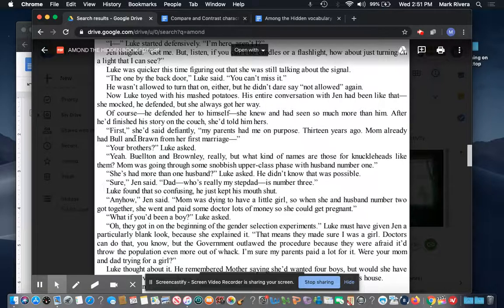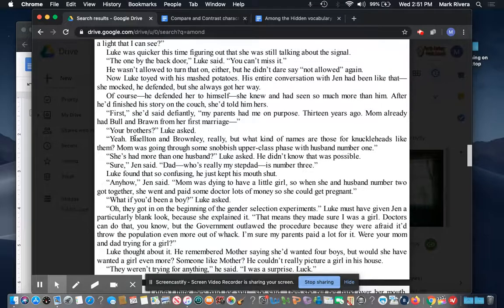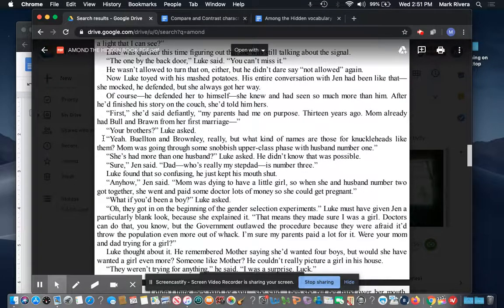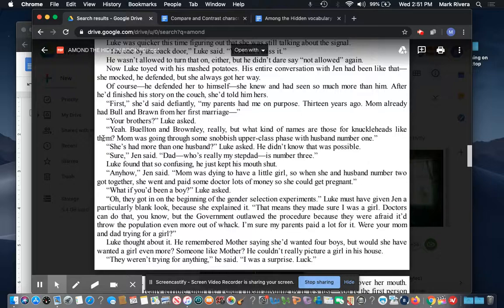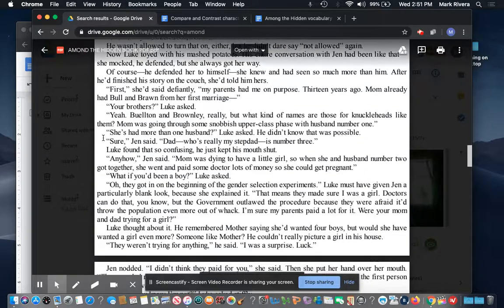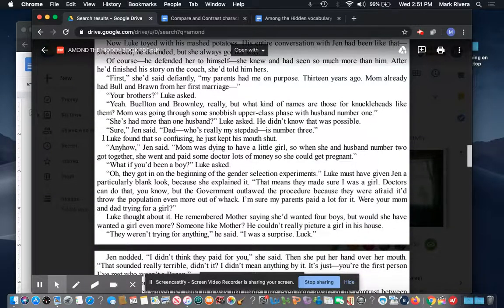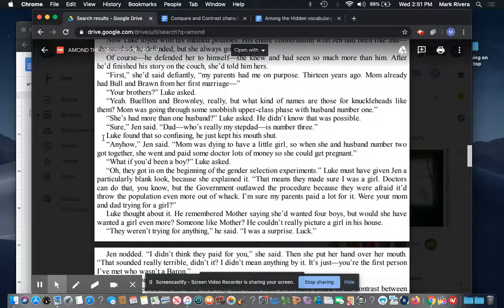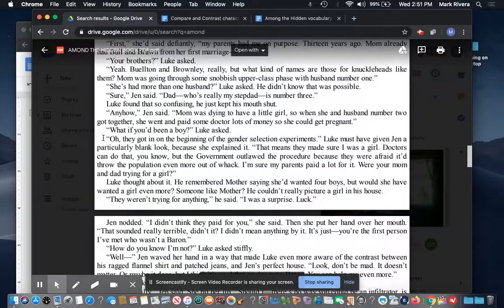"First," she said defiantly, "my parents had me on purpose. 13 years ago, Mom already had Bull and Brawn from her first marriage." "Your brothers?" Luke asked. "Yeah, Bolton and Brownlee, really, but what kind of names are those for knuckleheads like them? Mom was going through some super snobbish upper class phase with her husband number one." "She's had more than one husband?" Luke asked. He didn't know that was possible. "Sure," Jen said. "Dad, who's really stepdad, is number 3." Luke found that so confusing he just kept his mouth shut.